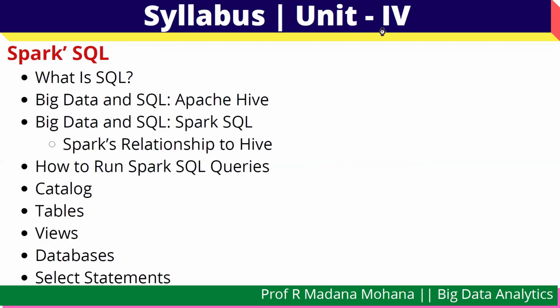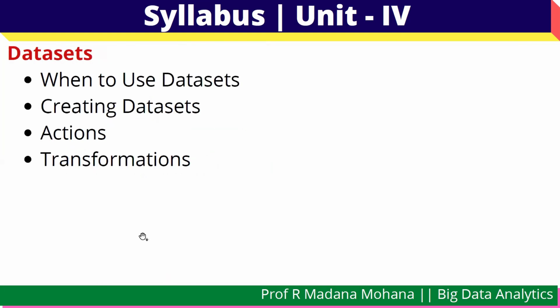Then coming to Unit 4 or Module 4, here Spark SQL. Here first, what is SQL? Big data and SQL with the Apache Hive combination, big data and SQL with the Spark SQL combination. Here Spark's relationship to Hive. Then how to run Spark SQL queries, then how to define a catalog, then how to create a table, then how to apply views, then databases, then select statements.